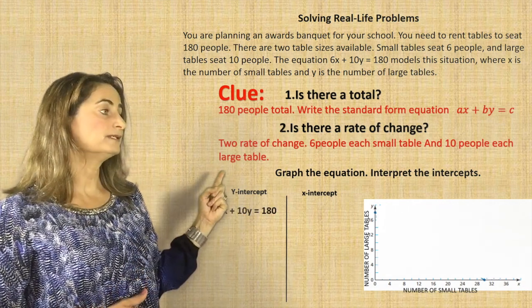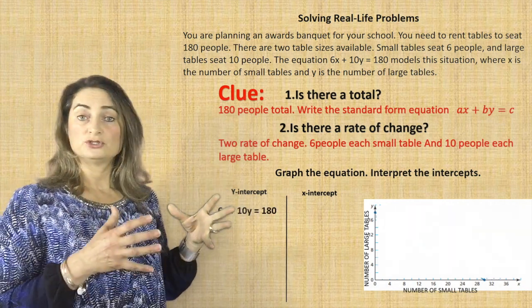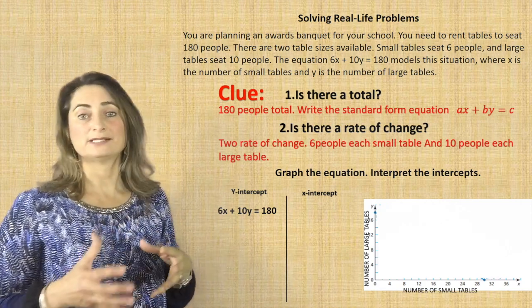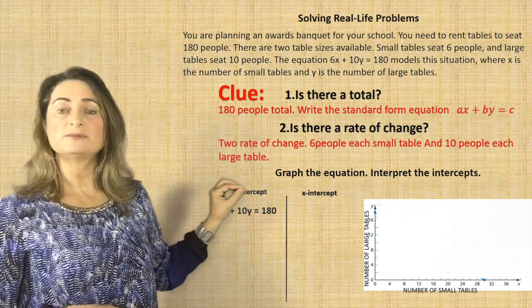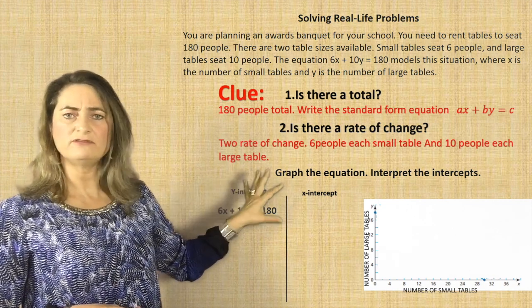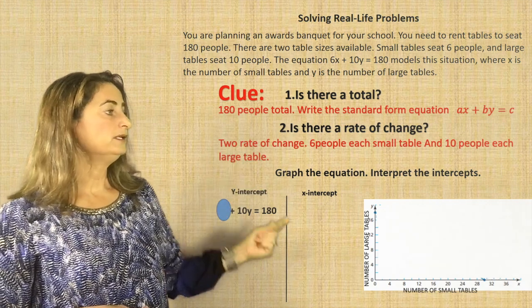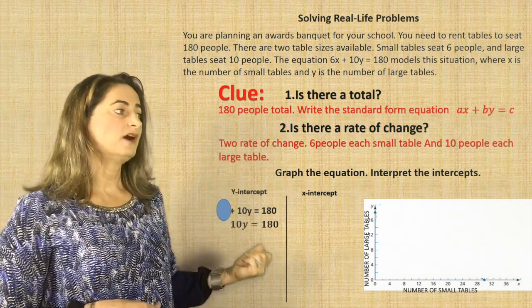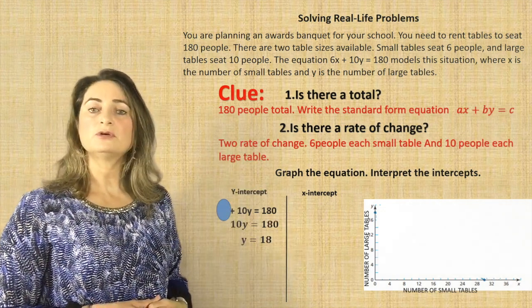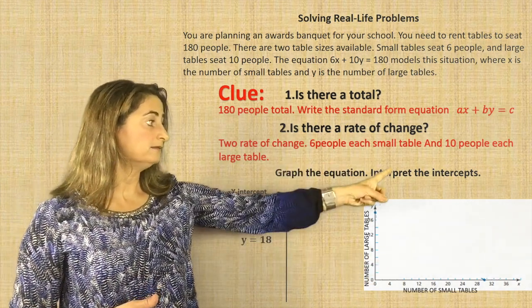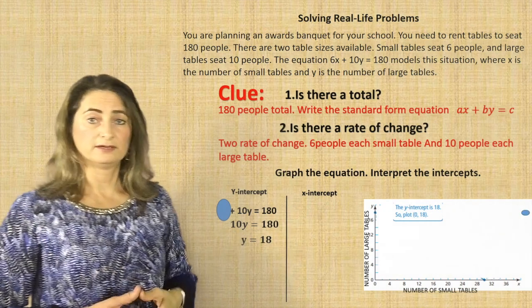To find the y-intercept, write the equation. x has to be 0. Instead of substituting 0 for x, just cover it. Cover x to find y. You end up with 10y equals 180. Divide both sides by 10, then y equals 18. Go on the y-axis, find number 18, and put a dot there.